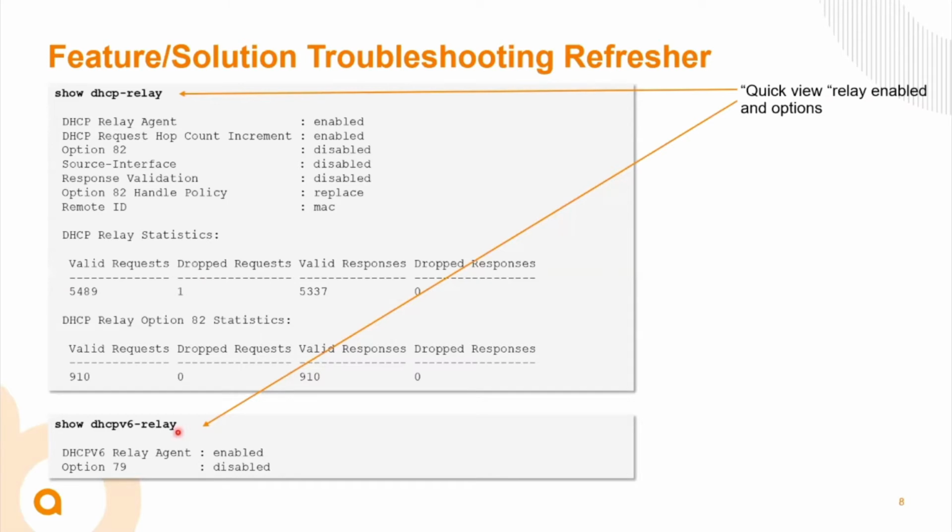Now, if you're running DHCP v6, all that you get is effectively that it's enabled, and then if you've got any options, well, only option 79. So if you're running a dual stack and you want the MAC address of that client to be provided to the DHCP server for any debugging or anything like that, then in a dual stack scenario, you might enable that.